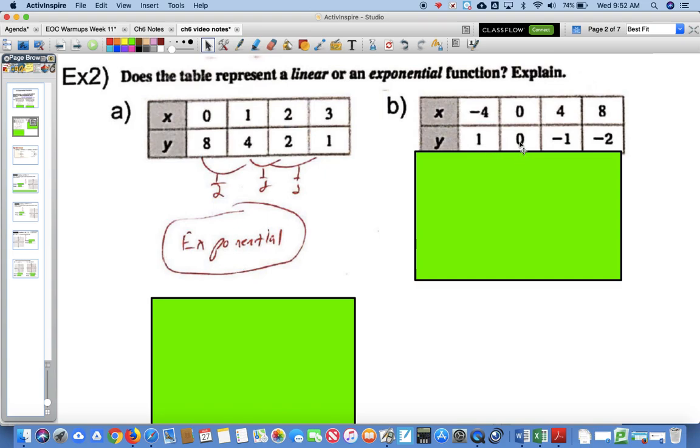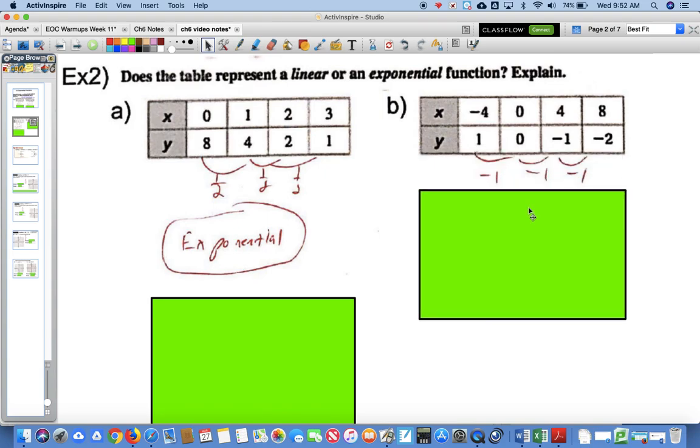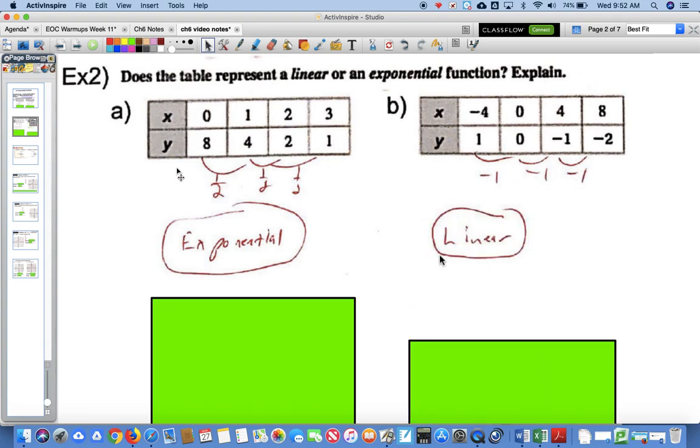Let's see, from 1 to 0, they could subtract 1, subtract 1. Yep, they keep subtracting 1 consistently, so that's linear.